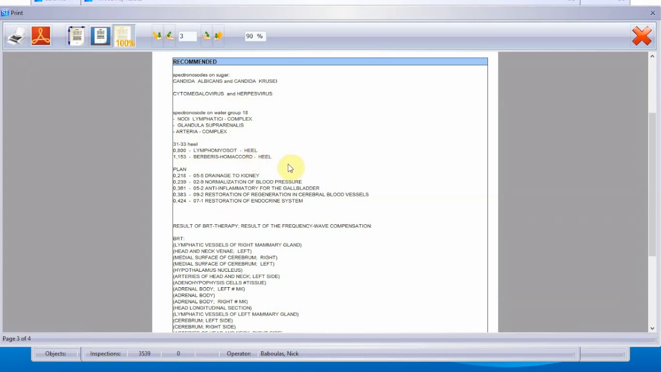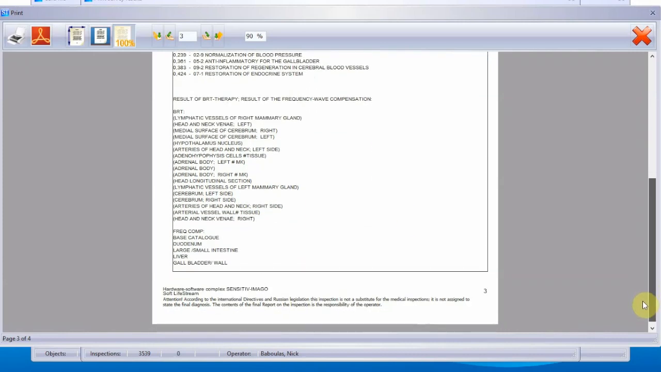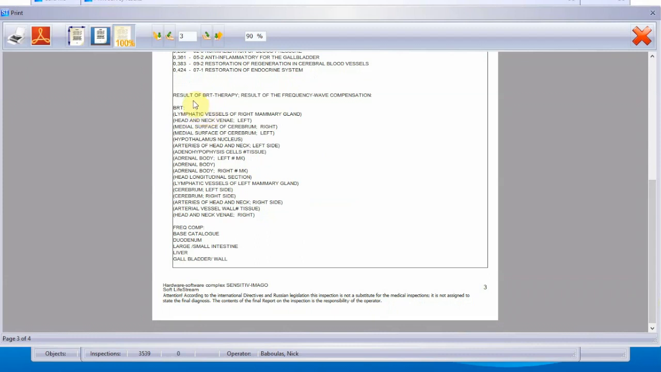Again, from our scan, we see our top outlook in terms of where we should look to support, and these are the different things that we came up with. Lastly, if the patient is willing to go through the BRT process, the bioresonance therapy part, we came up with a plan in terms of organs that we're going to support through bioresonance, and organs that we're going to support through frequency compensation. In a future video, you'll be able to see what that looks like.